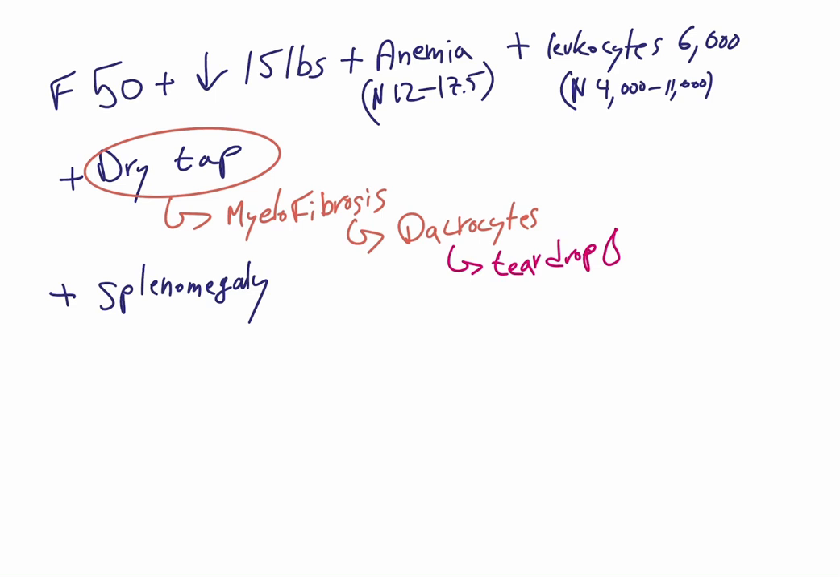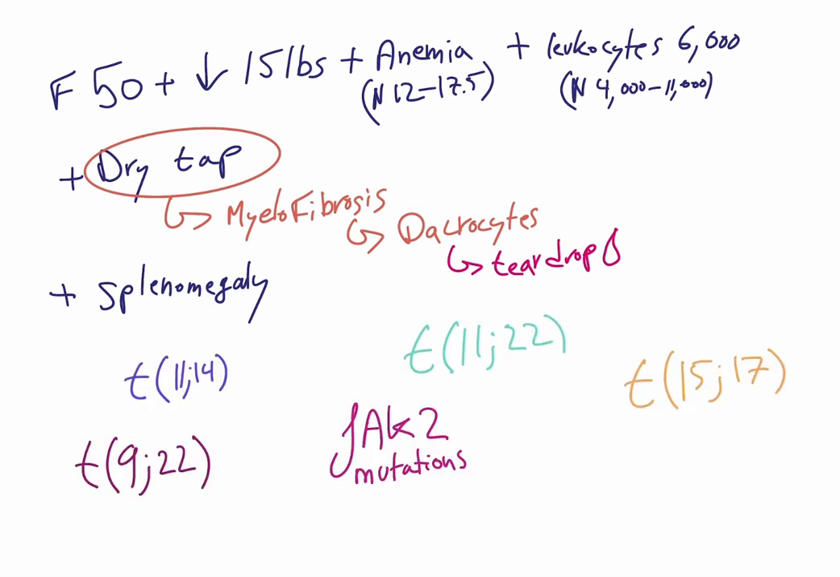Now, what you would see on a blood smear with myelofibrosis is teardrop cells, aka dacrocytes. This is from those cells having to be squeezed out of that fibrosed bone marrow. If I give you the option choices below, that being translocation 9;22, translocation 11;14, JAK2 mutation, translocation 11;22, translocation 15;17, which one would you choose as the correct option for this constellation of symptoms?